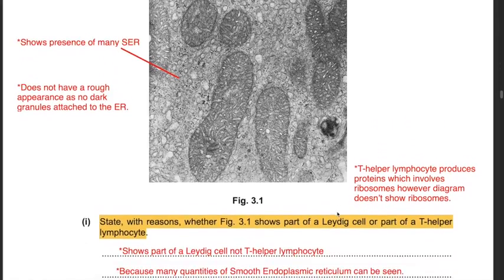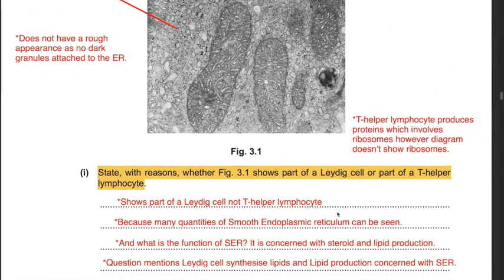Because the question, if you recall correctly, mentions that Leydig cell synthesizes lipids and lipid production is concerned with smooth endoplasmic reticulum. Therefore, the answer is it shows part of a Leydig cell, not T helper lymphocyte, because many quantities of smooth endoplasmic reticulum can be seen. And what is the function of smooth endoplasmic reticulum?